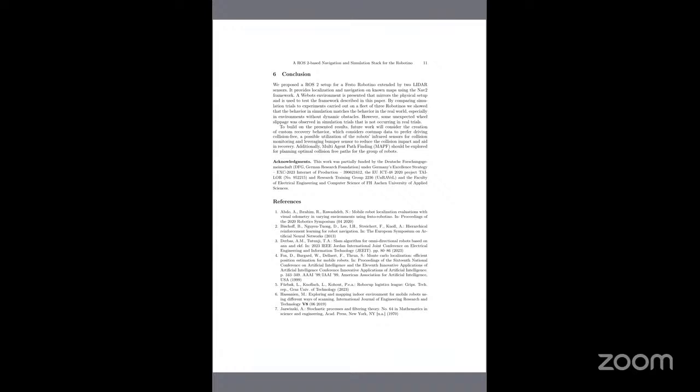Multi-agent pathfinding, MAPF: the algorithm used to make multiple robots work without collision. Using this, it will find the best path without collision. This is very important in multi-agent pathfinding.